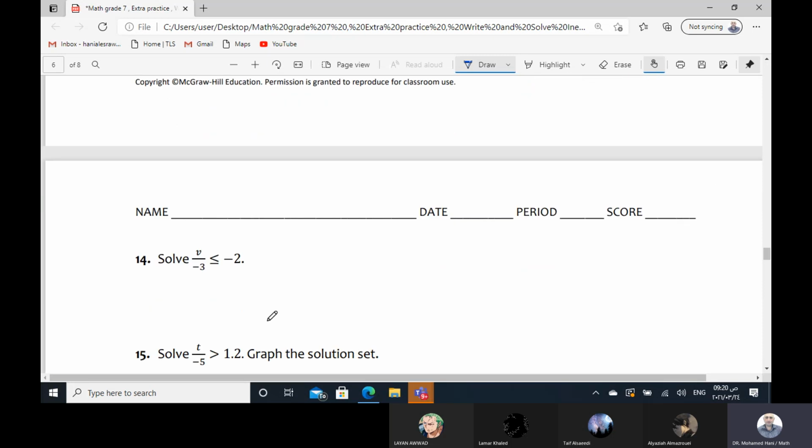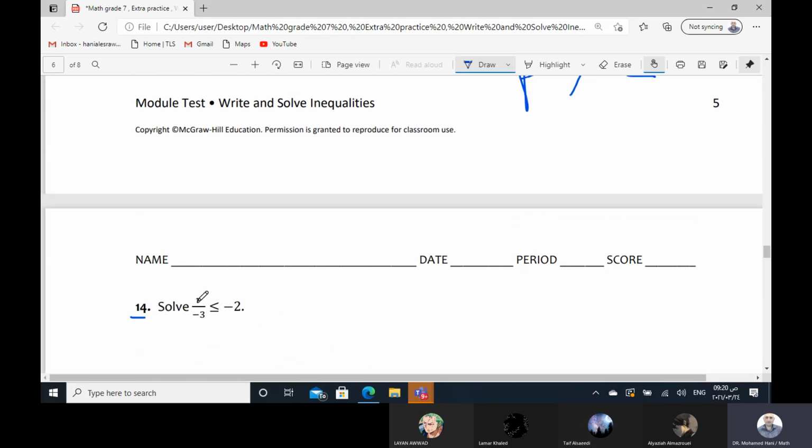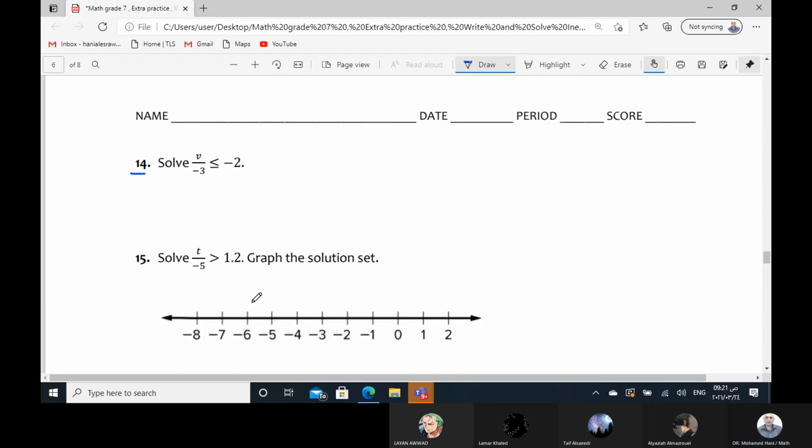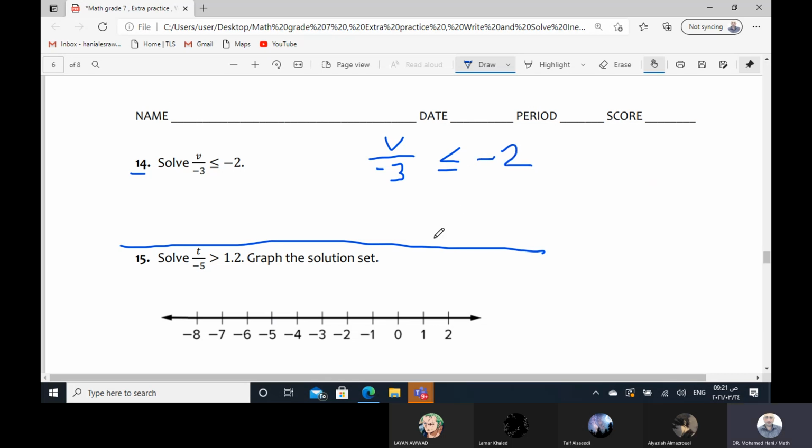Okay, I want all of you to try to solve number 14, please. Solve v over minus 3 less than or equal to minus 2. Start, please. Mr., maybe the answer will be v greater than or equal to 6. Maybe. Thank you, Lamar. Who has a different answer? Maybe. Who has a different answer?